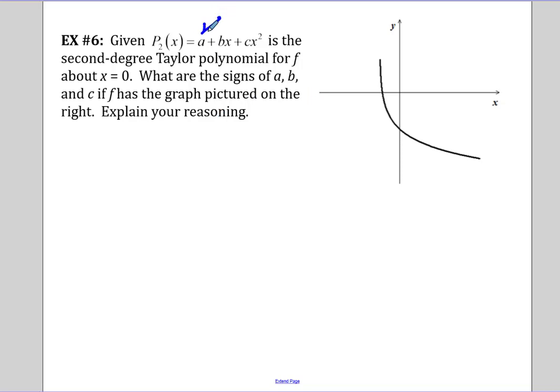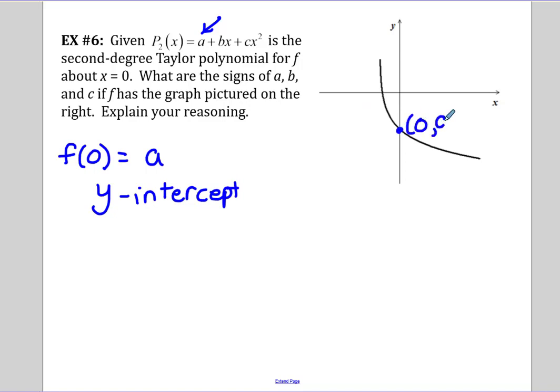Well, if f of 0 is a, then that would tell me that a is the y-intercept. And if it is represented by this graph, the y-intercept is right here, 0a, and it's a negative number, so a has to be negative. And then what else are we looking for?